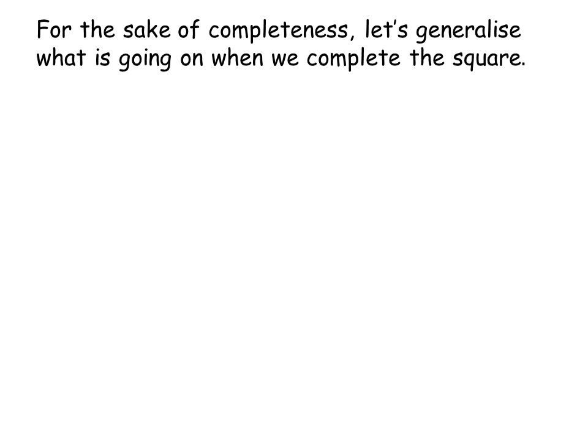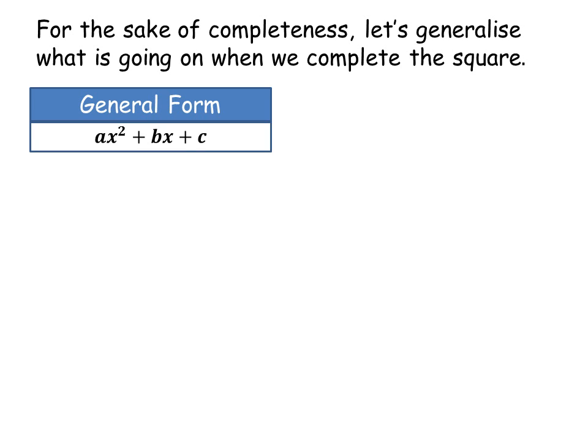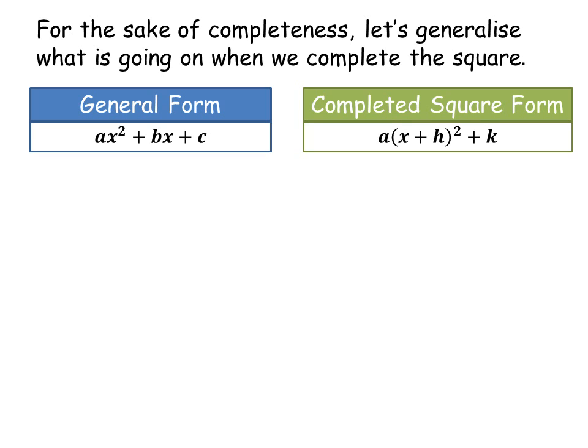Now, just for the sake of completeness, I want to generalize what is going on when we complete this square. So we start with our general form of a quadratic function or expression, ax squared plus bx plus c. And I want to express it as a multiplied by x plus h all squared plus k. Well, what do I do? I've got to factorize the a out of the x squared and x terms. So I have a, open square bracket, x squared plus b over a x, close square bracket, plus c. I know how to express this in completed square.